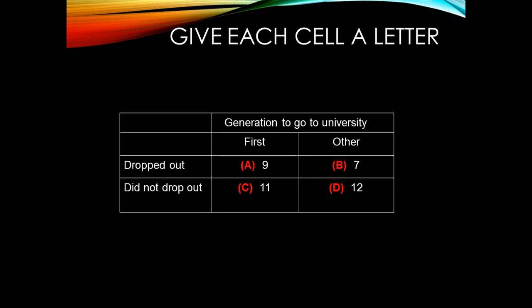So, first stage of this, give each cell a letter. We're just going to call them A, B, C and D. Nice and easy, in red there. 9 is A, 7 is B, 11 is C, 12 is D. So nice and straightforward, and if it helps, scribble that down on your bit of scrap paper.